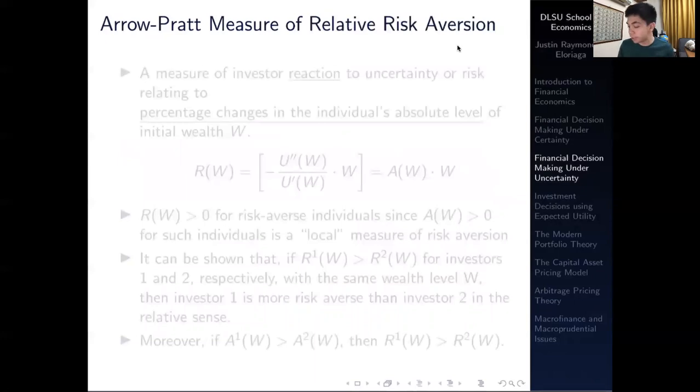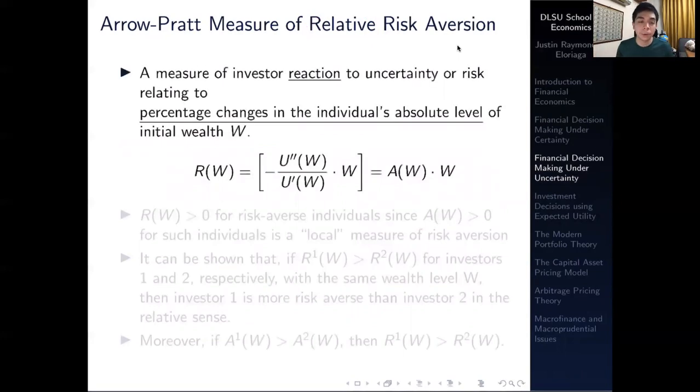The second measure is the same idea, but it's your relative risk aversion measure, and this is an extension of the absolute risk aversion. The relative risk aversion measure is a measure of investor reaction to uncertainty or risk relating to percentage changes in the individual's absolute level of wealth.